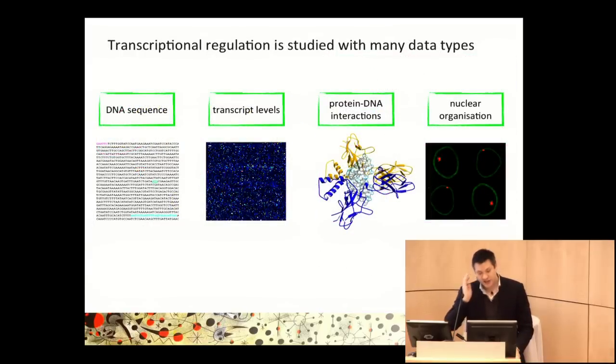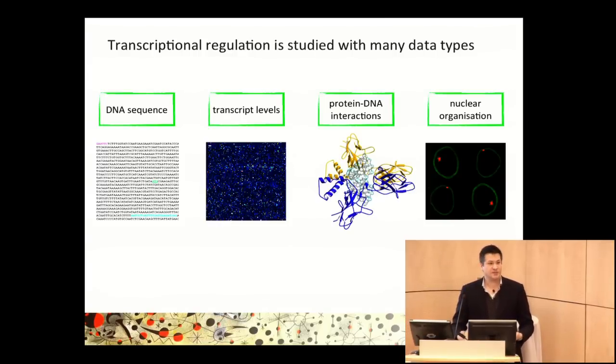Of course, in order to do our work, we're a computational lab. We integrate many different types of data, ranging from the basic DNA sequence to understand what these proteins are binding to, transcript levels, which measure the amount of gene or protein being expressed, and these are produced by technologies such as microarrays and others such as sequencing. We want to understand where protein-DNA interactions occur, and here we use crystallographic information as well as genome-scale data sets such as ChIP-seq data.